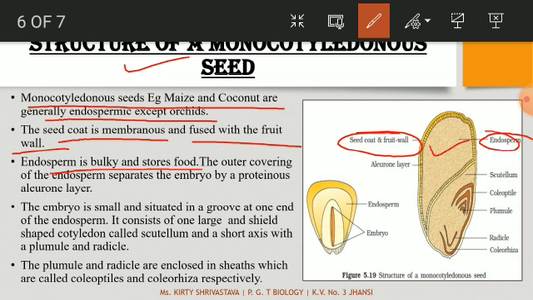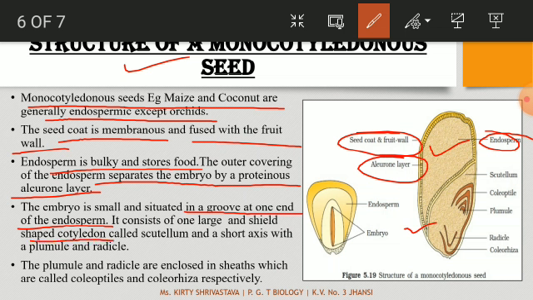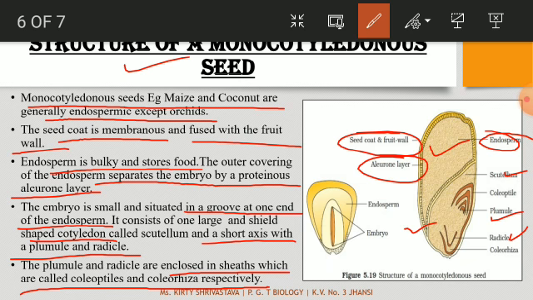The outer covering of the endosperm separates the embryo by a proteinaceous aleurone layer. The embryo is small and is situated in a groove at one end of the endosperm. It consists of one large and shield-shaped cotyledon, called the scutellum, and a short axis with a plumule and a radicle. The plumule and radicle are enclosed in sheaths, which are called coleoptile and coleorhiza, respectively.